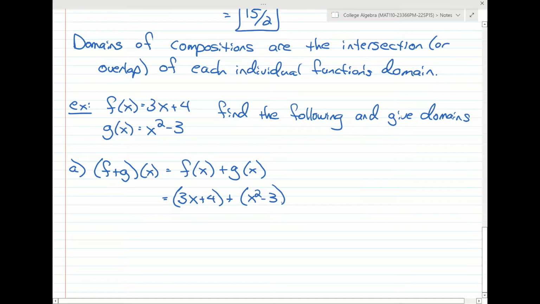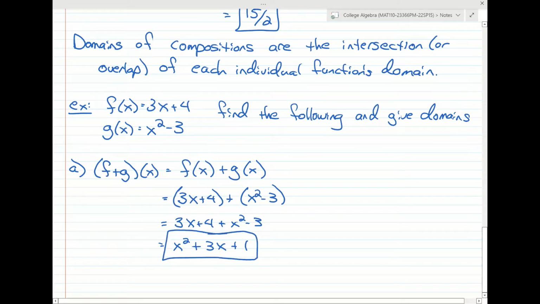We always put them in parentheses just to make sure that we don't forget to distribute anything. Just distribute a 1, the parentheses cancel out. And we just get x squared plus 3x plus 1. That's what you would get if you add them together.